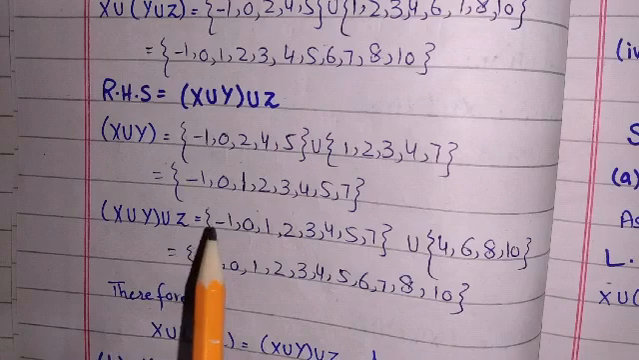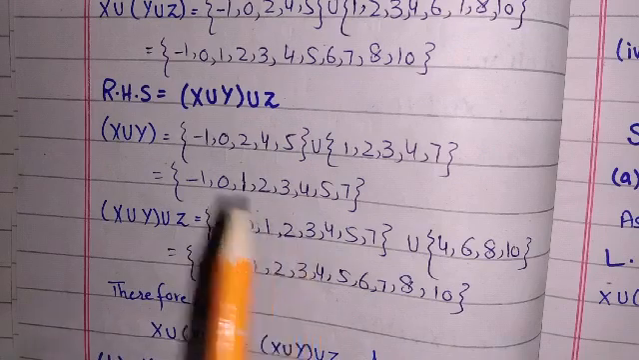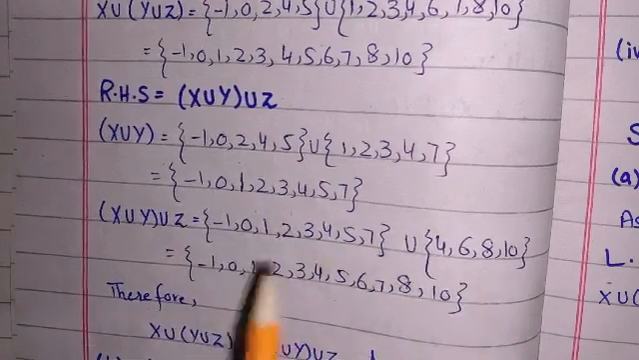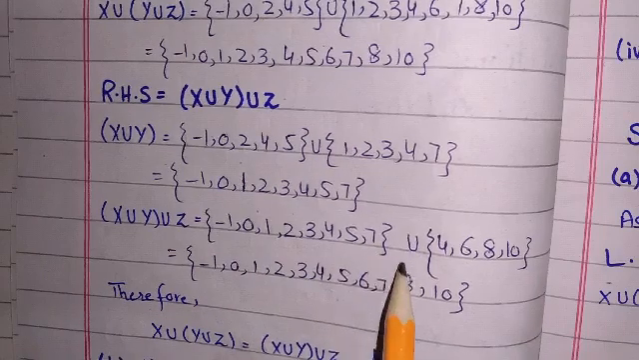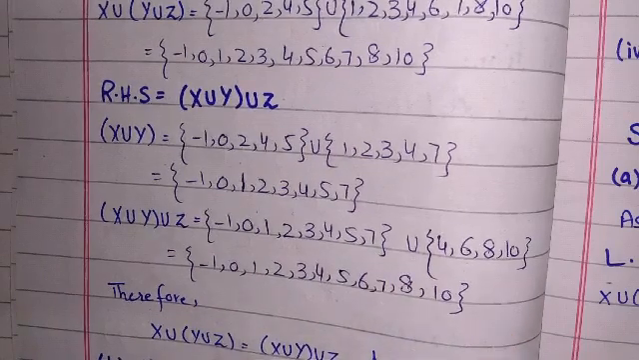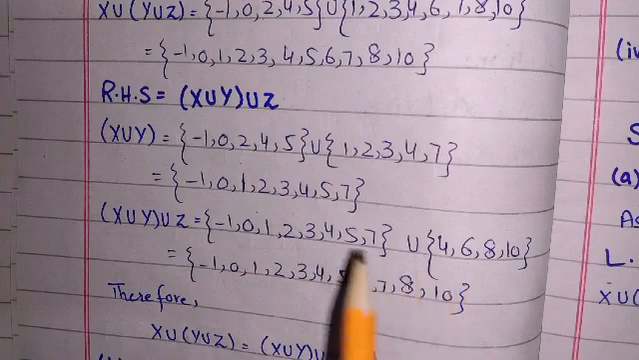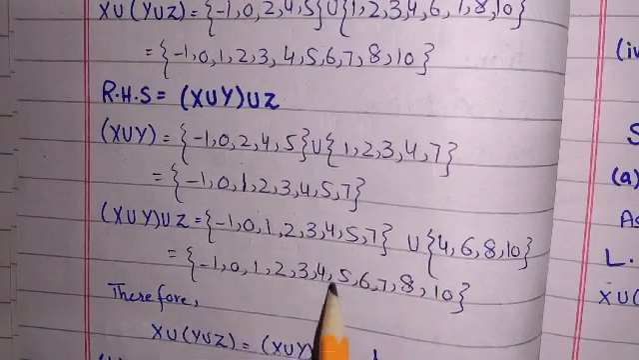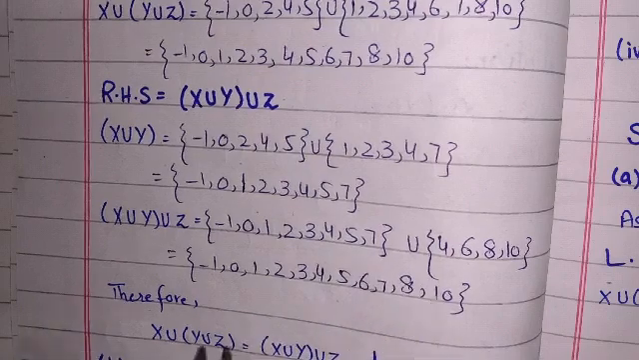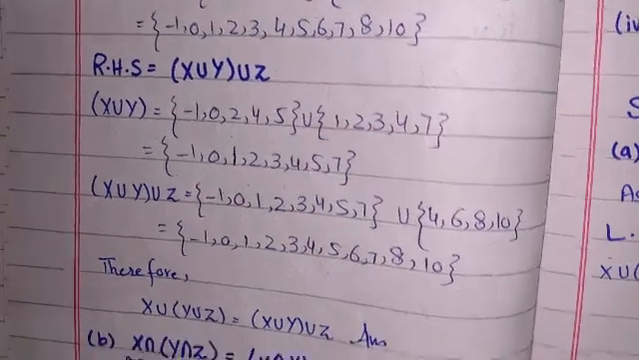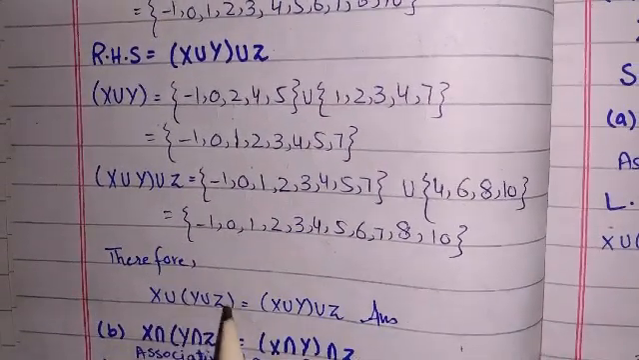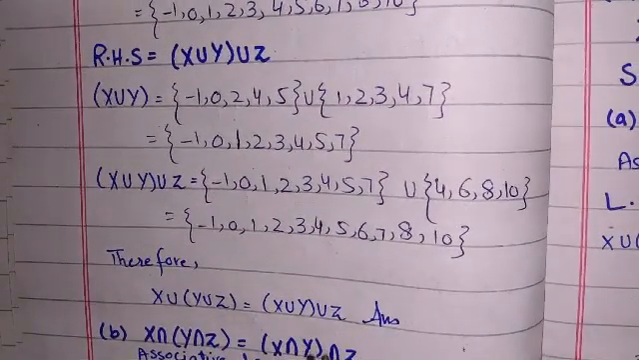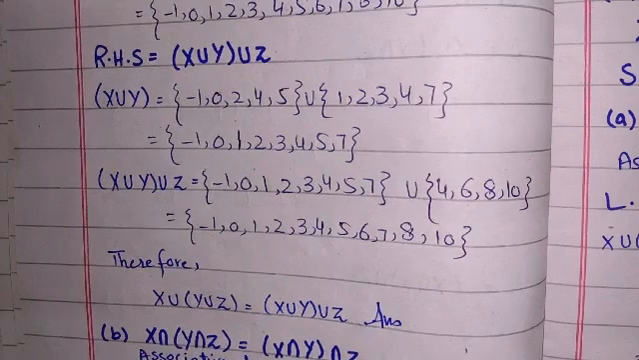Now students, we will find the union of the resultant set and the Z set. We will write the resultant set first, then union, then Z set. Now students, we combine all the elements of both sets. We will write -1, 0, 1, 2, 3, 4, 5, 6, 7, 8 and 10. As you can see that the answer of left hand side and right hand side is the same, so we will write, therefore X union (Y union Z) is equal to (X union Y) union Z, which is our answer.